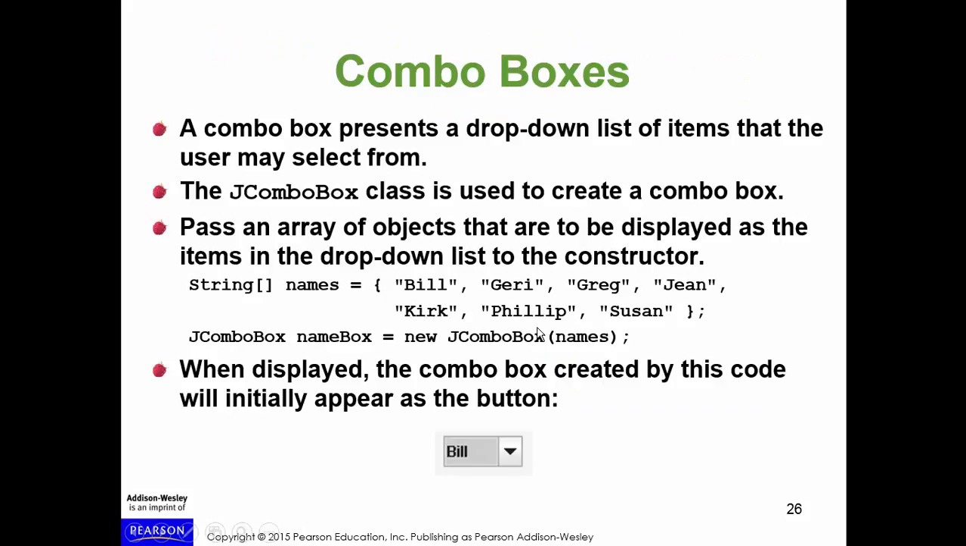Combo boxes, as it says, present the user with a list of items that the user may select from. So with a combo box, by default, it's going to look like this. It just shows Bill there, but if you click the down arrow, you'll see Jerry, Greg, Jean, Kirk, Philip, and Susan. Sometimes what you put up here for the first name, for element 0, is please select one of the names below or something like that.